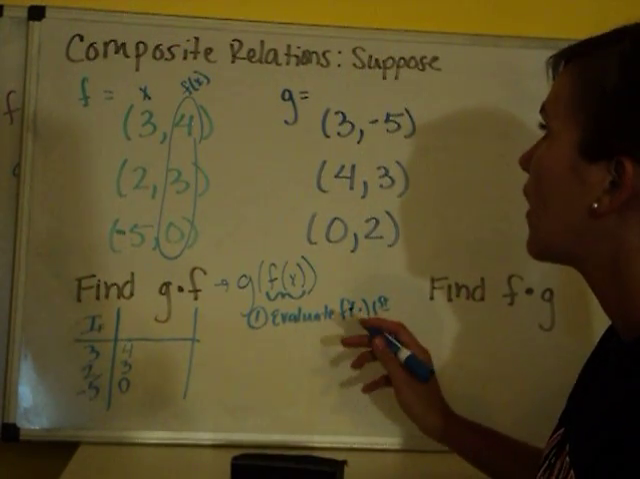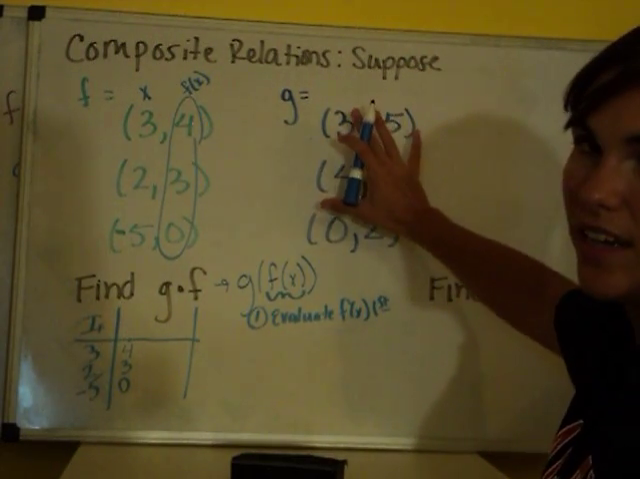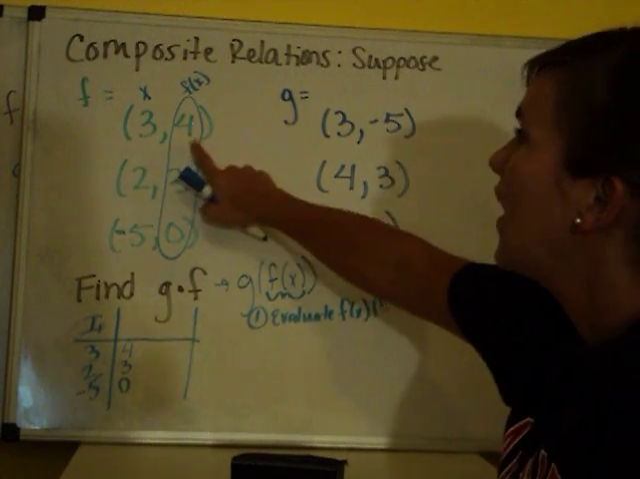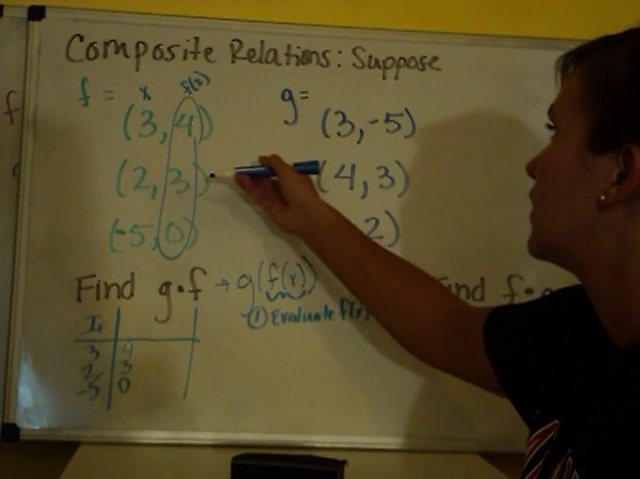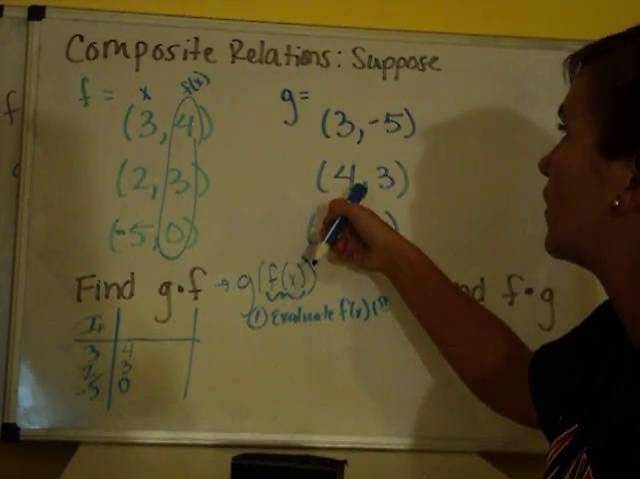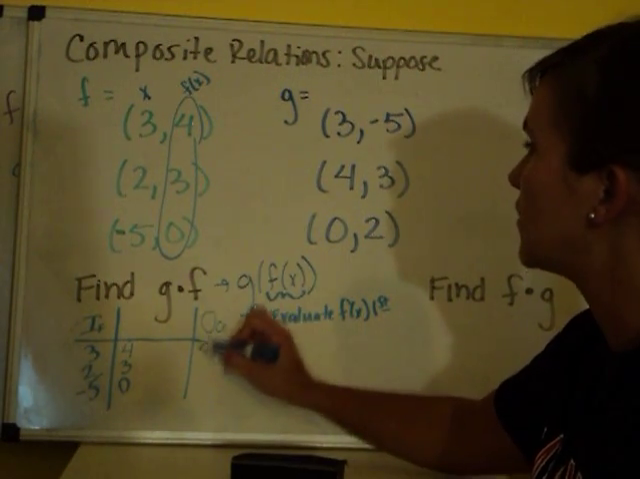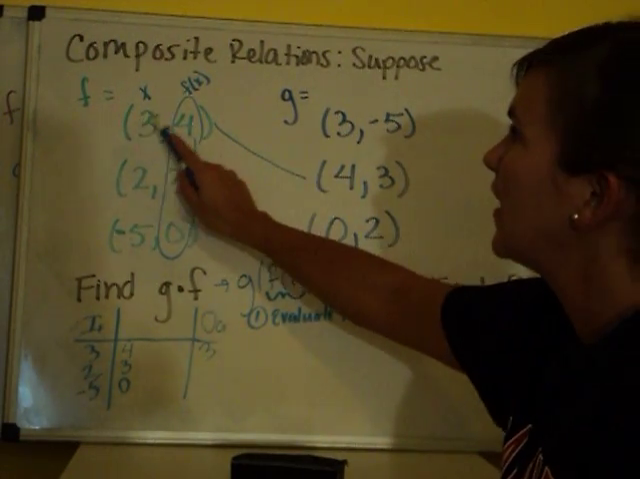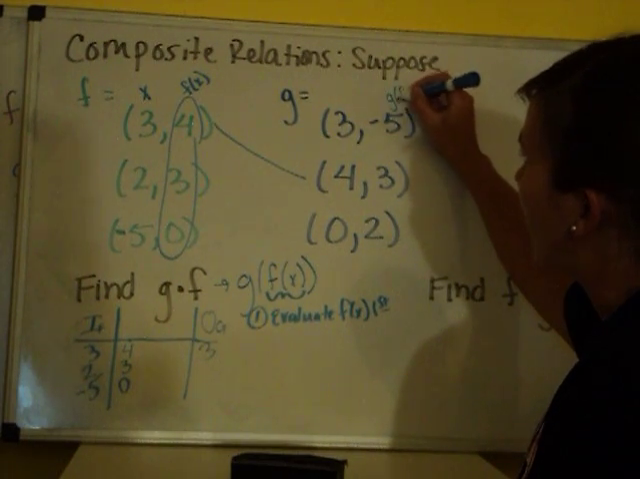Now I'm taking this f of x and I'm putting it into my g. So, if I have this 4, I'm sticking 4 into g. So what do I get when I put 4 into g? This is my output of g. I get 3. So it's almost like a matching game. 4 goes to 4. This is my x, f of x, and now this will be my g of f of x.